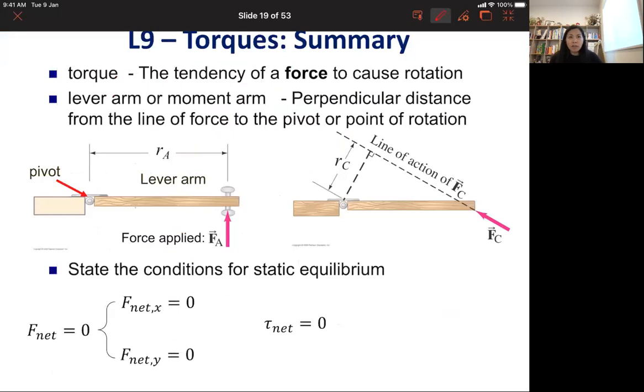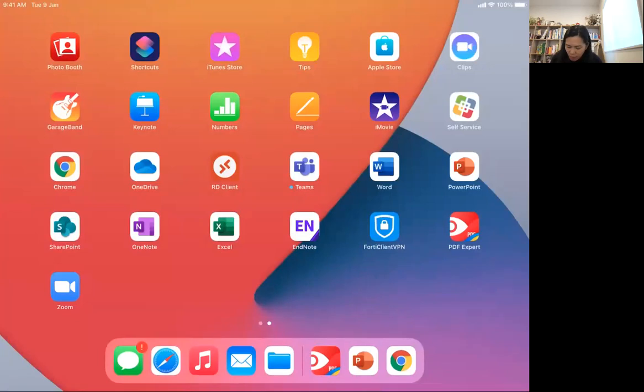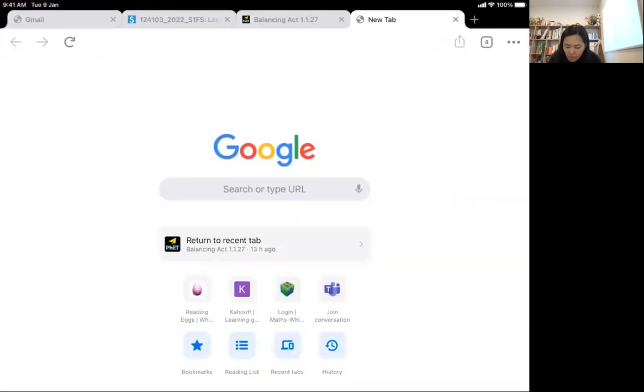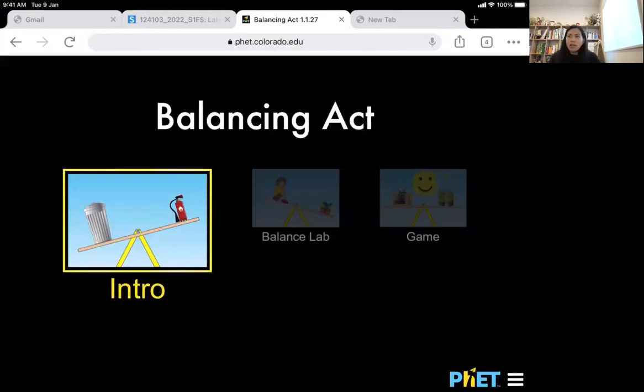That wraps up our lecture. We can go to the workshop. The workshop is a very practical one with a PhET simulation. The worksheet is on stream and it will guide you through this PhET simulation.